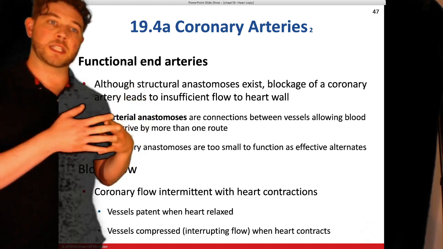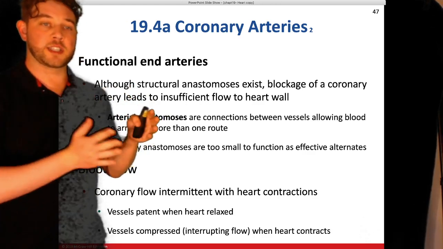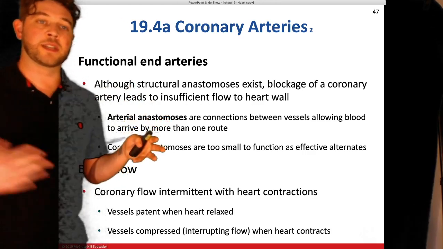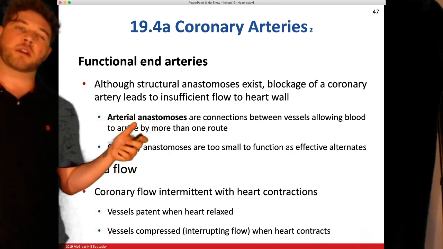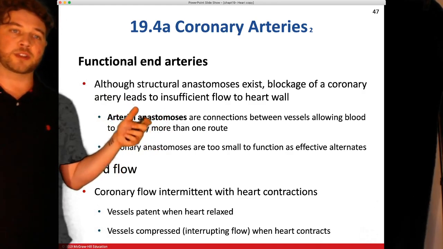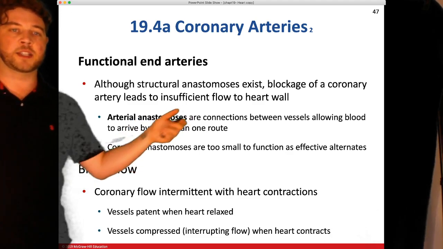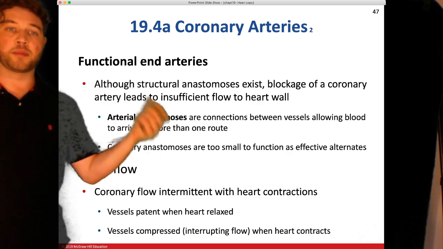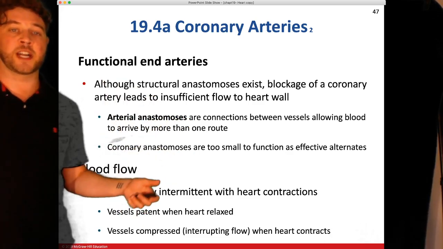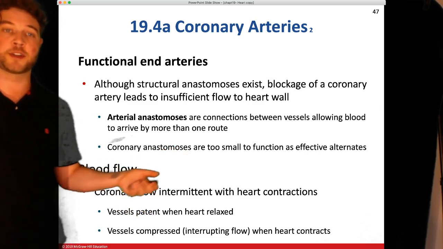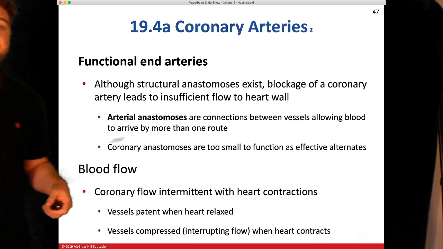So if one of the arteries is blocked, there's another artery that could divert the blood flow and deliver it to the same structures. However, because the coronary arteries are so small, when one is blocked, the anastomosis really doesn't matter. It's not going to be enough to allow blood to flow through. The coronary anastomoses are too small to function as effective routes around for blood.